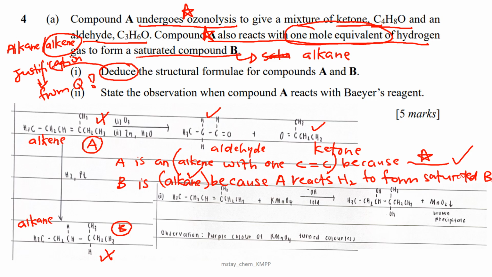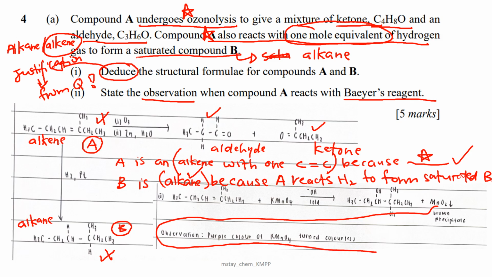Next, the question asks to state the observation when compound A reacts with Bayer reagent. So this question only focuses on observation. The purple color of KMnO4 decolorizes or turns colorless. But for the Bayer test, we have 2 observations, including the brown precipitate. So these 2 will give you 1 mark.